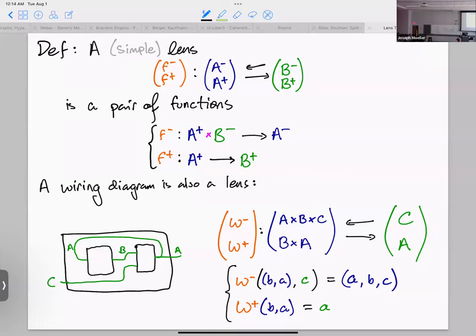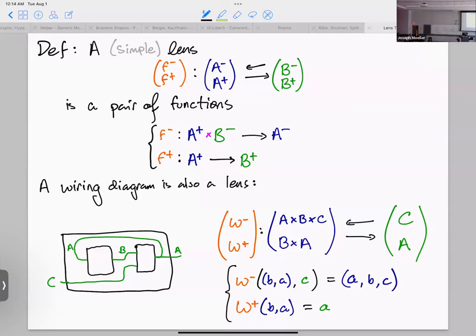And then the top and bottom are going to be differentiated into the input and output ports on these boxes. On the outer box, we take in an element of C on the C wire, and we give out an element of A on the A wire. That's why we have out on the bottom and in on the top.